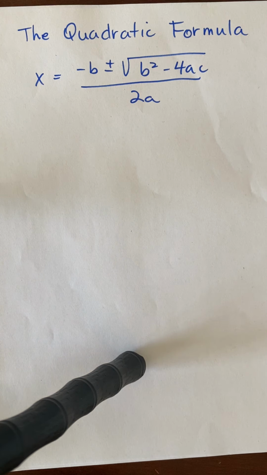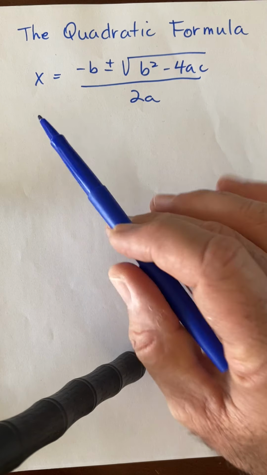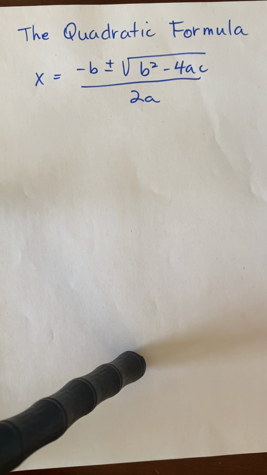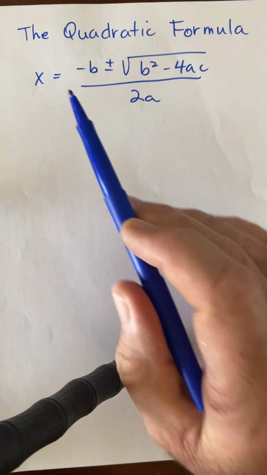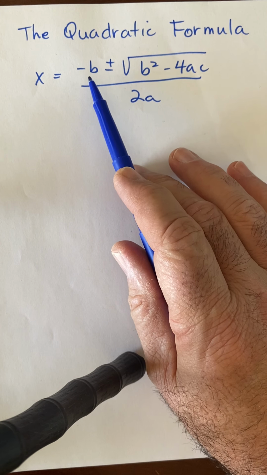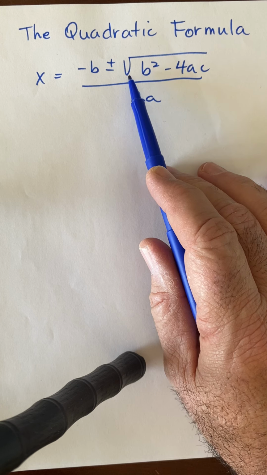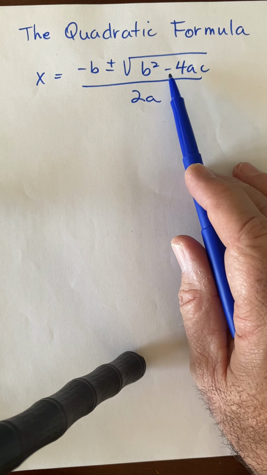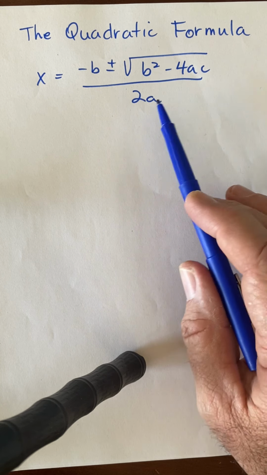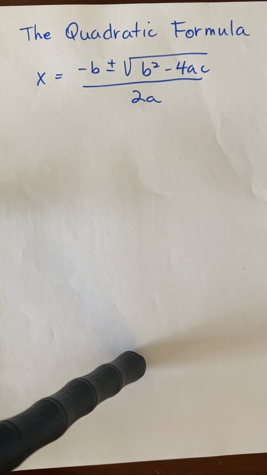Hi students, in this video I'm going to teach you how to use the quadratic formula to solve quadratic equations. So here is the quadratic formula, and it's just a formula you have to memorize. The way I think about it is the opposite of b plus or minus the square root of b squared minus 4ac all over 2a. That's what x equals every time.